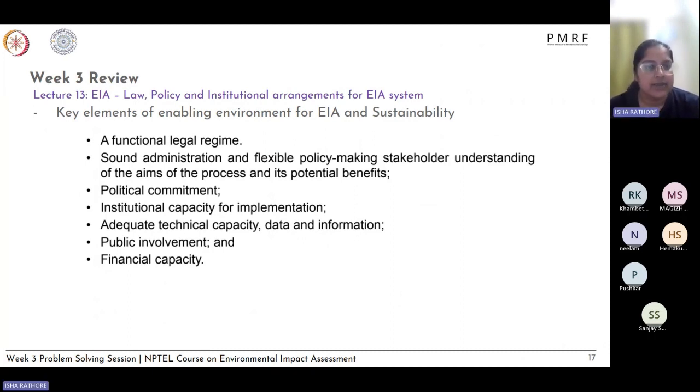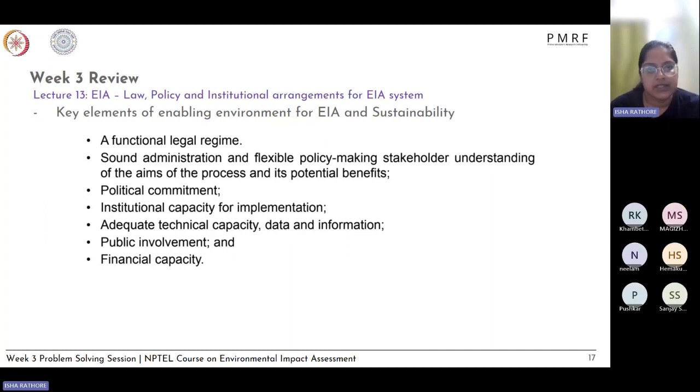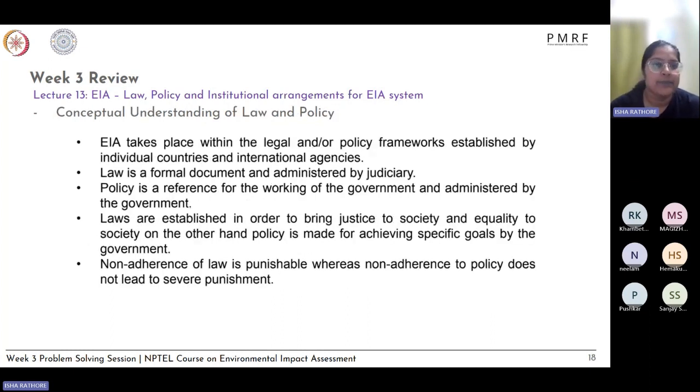Then adequate technical capacity, data and information, and public involvement to give you different feedback and opinions at different points and different stages of EIA, and of course, financial capacity to go through all of this process. Okay, so these are enabling features or elements which enable EIA and sustainability studies.